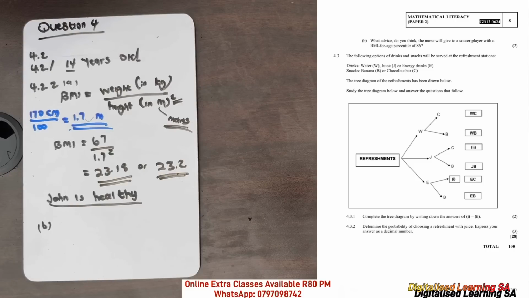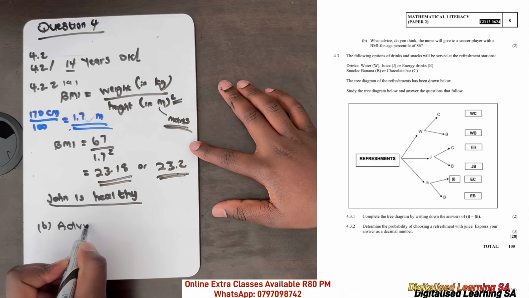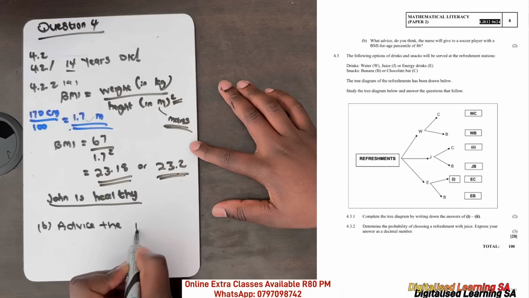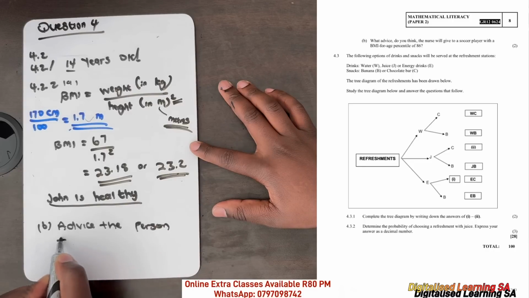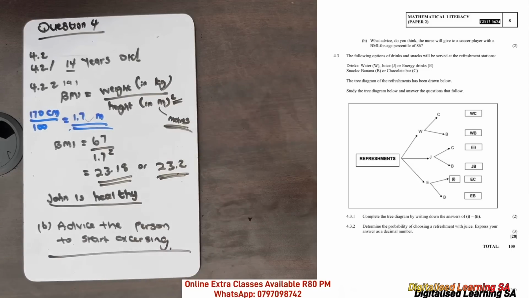Question B says, what advice do you think the nurse will give to a soccer player with a BMI for age percentile of 86? If a person has 86, this person is at risk of becoming overweight. So the nurse can advise the person to start exercising. That brings us to the end of question 4.2.2.